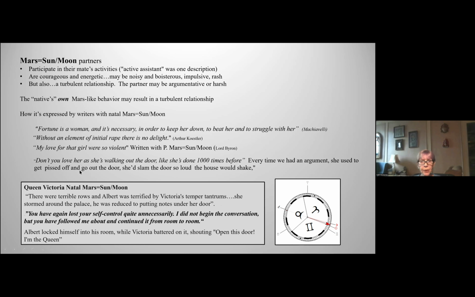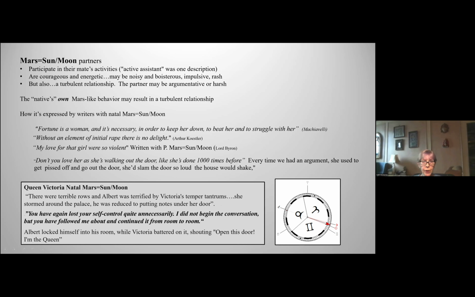And this is a song by The Doors. It was Robbie Krieger, I think. I think the song is called Don't You Love Her? And the line is, don't you love her? She's walking out the door like she's done 1,000 times before. And what he said about it was every time we had an argument, she'd get pissed off and go out the door. She'd slam the door so loud the house would shake. And that is Mars equals Sun Moon.